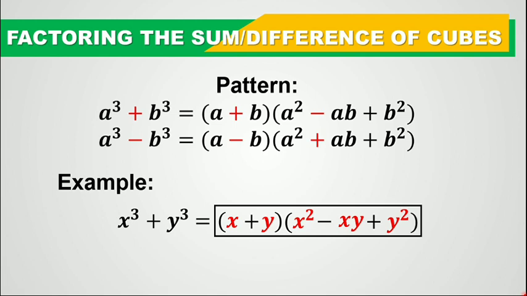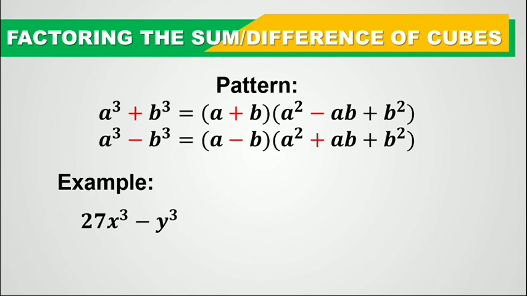Now, let's have more examples so that you would be able to at least familiarize this kind of pattern, factoring the sum or difference of cubes. Now, let's factor 27x cubed minus y cubed. Again, the pattern is just the first term of the first factor is to get the cube root of the first term. The cube root of 27x cubed is 3x, because if you cube 3x, that's 27x cubed. And then the sign is minus. The cube root of the second term, y cubed, is y.